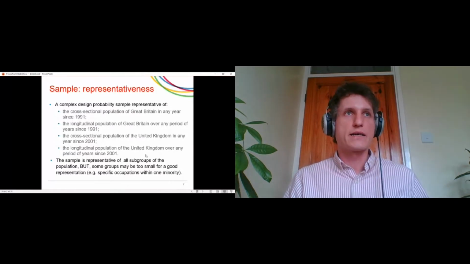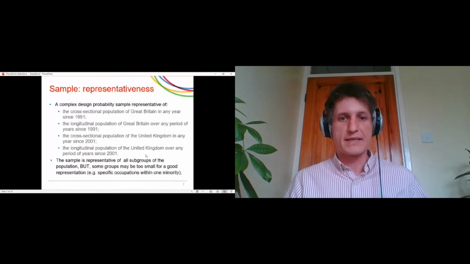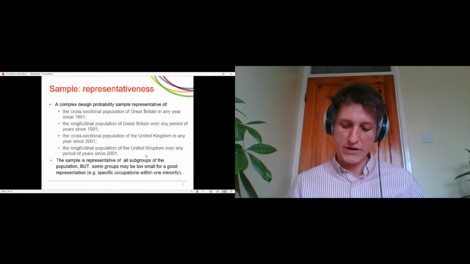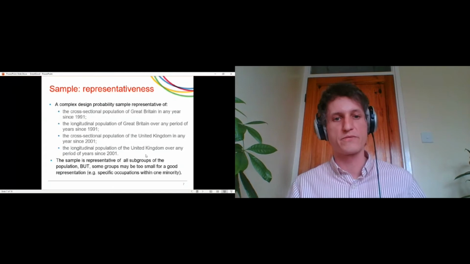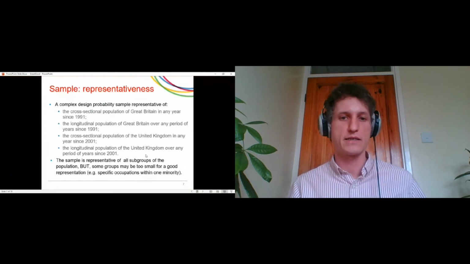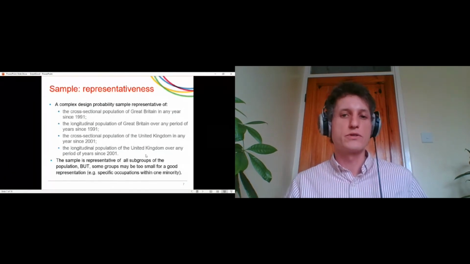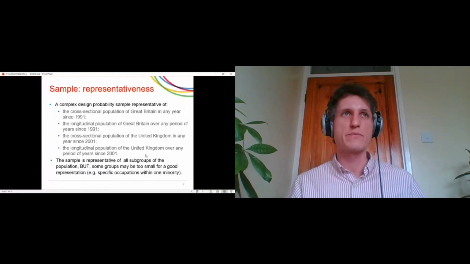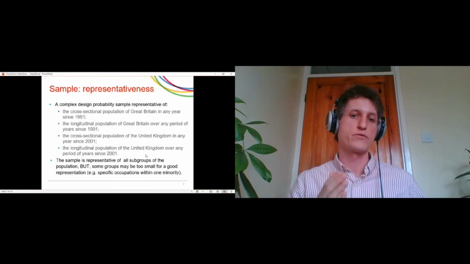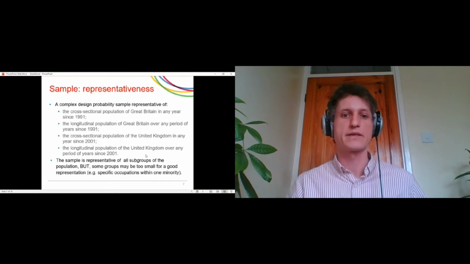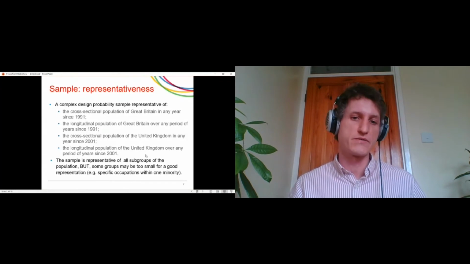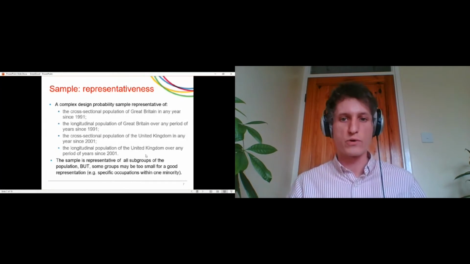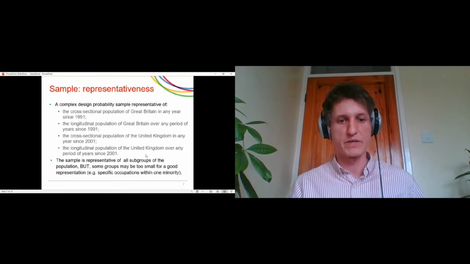One final thing about our sample is how representative it is. And here there are 2 points. So first of all, the study didn't include Northern Ireland before 2001. So the data collected before 2001 is representative only of Great Britain. And from 2001 onwards, the whole of the United Kingdom is represented.